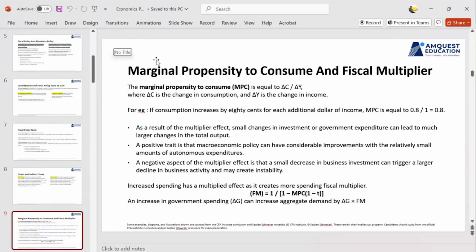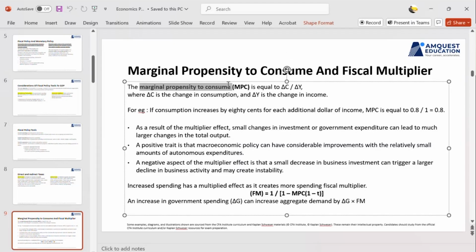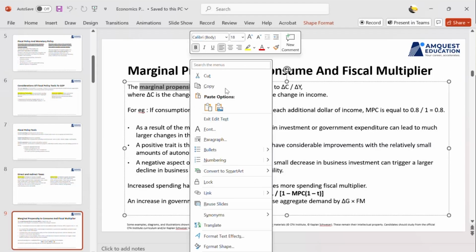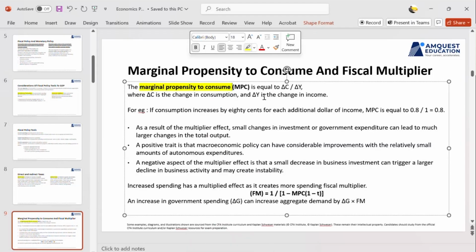So what is marginal propensity to consume? The word marginal propensity to consume, basically, this word is very important. I'll just highlight it also. So this basically means the change in consumption to change in income. Very important formula. Please learn that well.